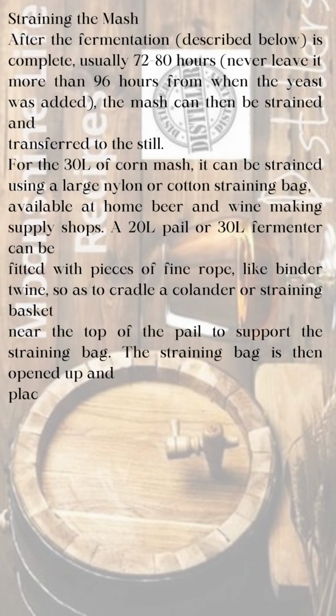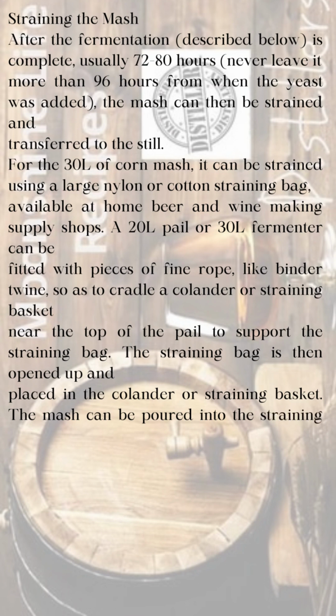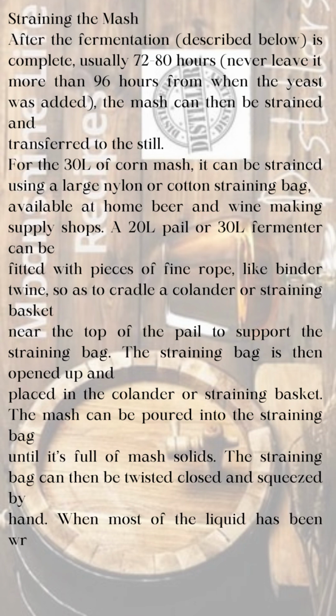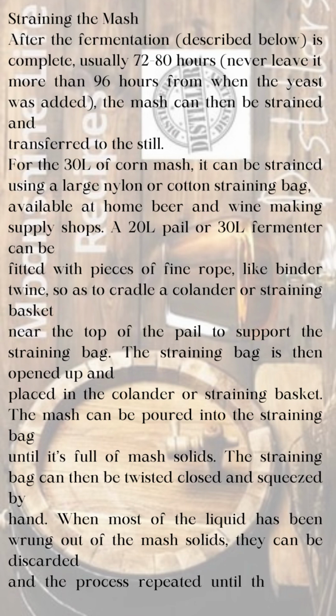The straining bag is then opened up and placed in the colander or straining basket. The mash can be poured into the straining bag until it's full of mash solids. The straining bag can then be twisted closed and squeezed by hand. When most of the liquid has been wrung out of the mash solids, they can be discarded and the process repeated until the entire mash has been strained.